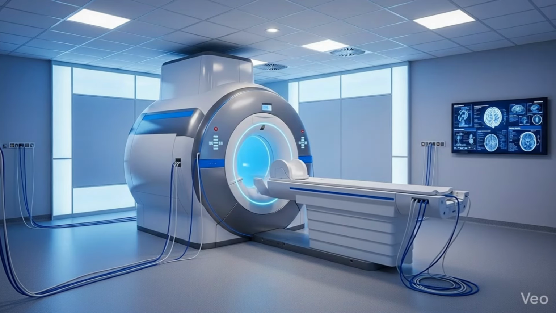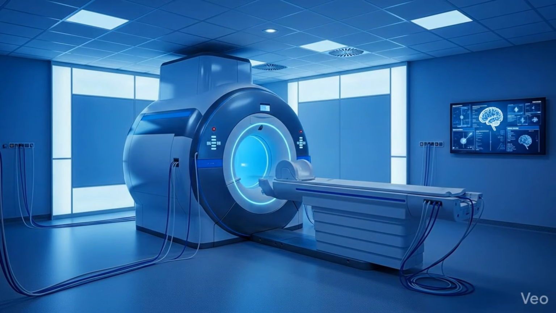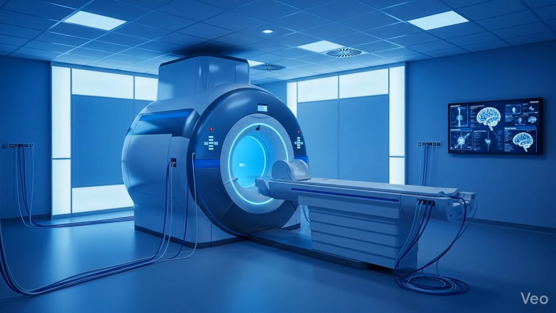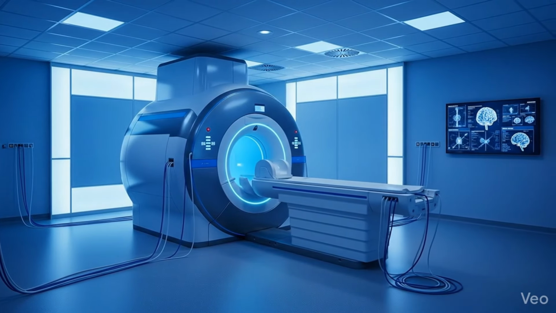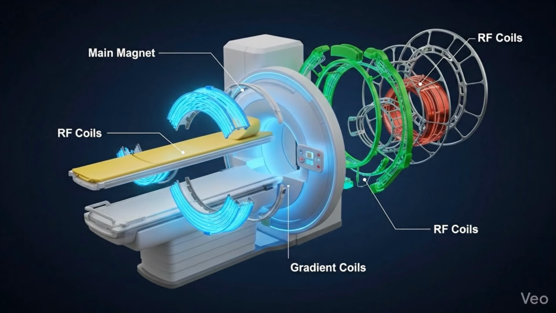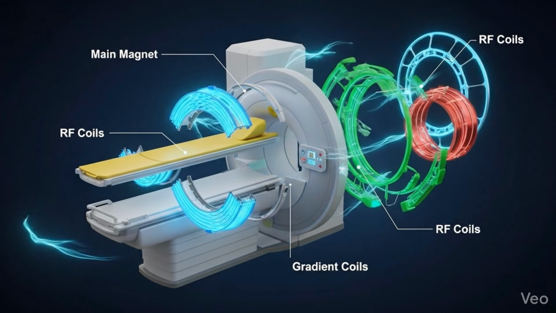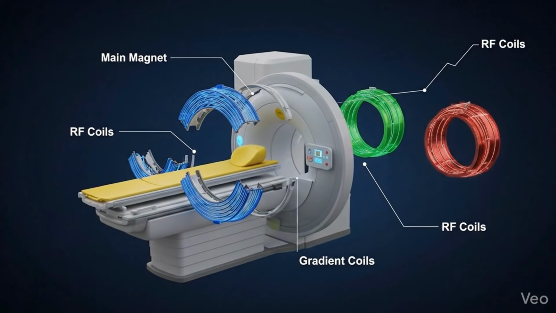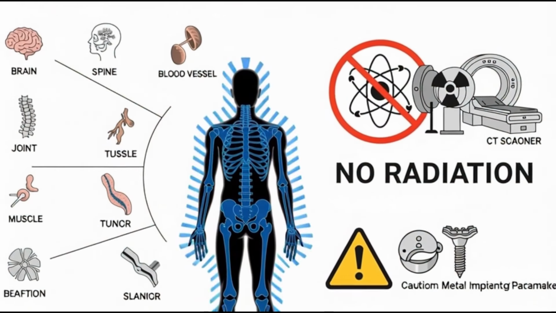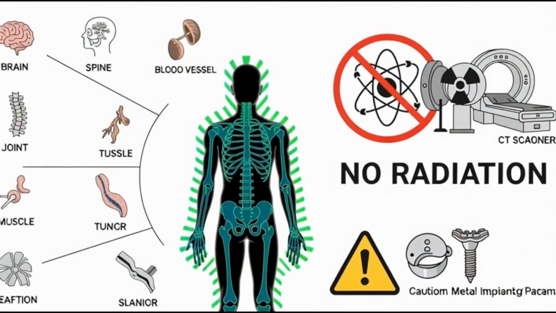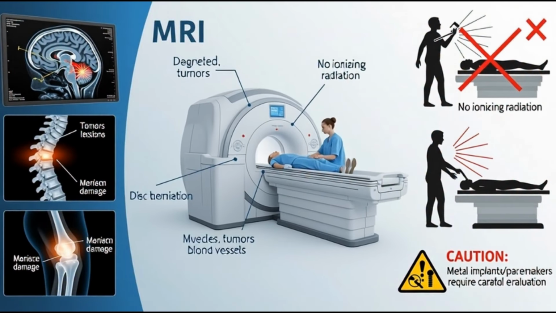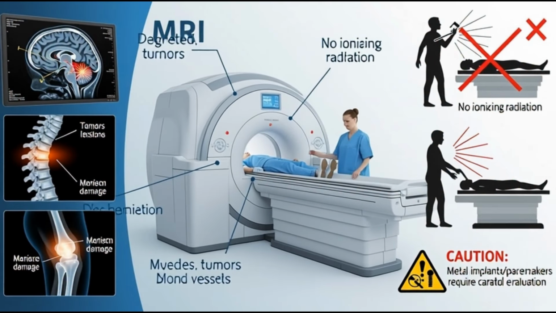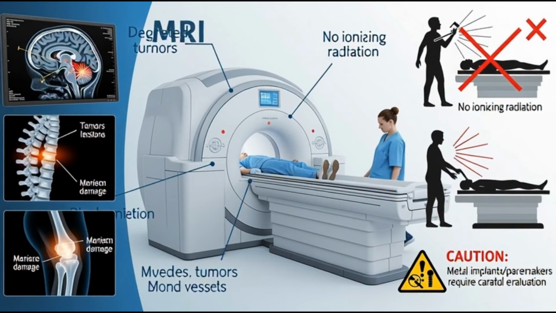Magnetic resonance imaging, commonly known as MRI, is a highly advanced, non-invasive medical imaging technique. It is used to produce detailed images of internal organs, soft tissues, brain, spinal cord, and joints. MRI works without using ionizing radiation, making it one of the safest diagnostic tools in modern medicine.